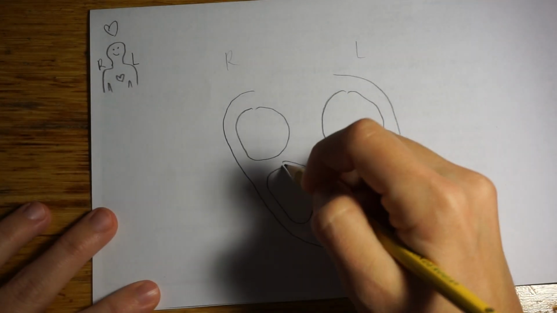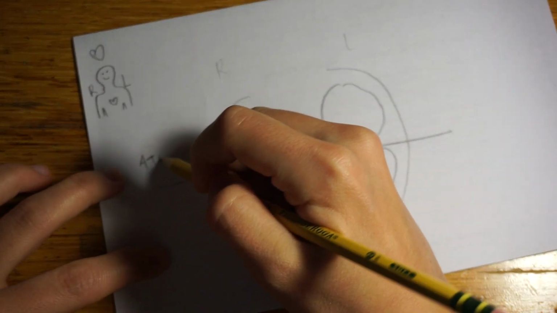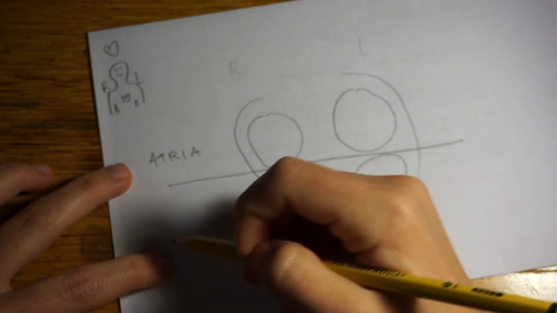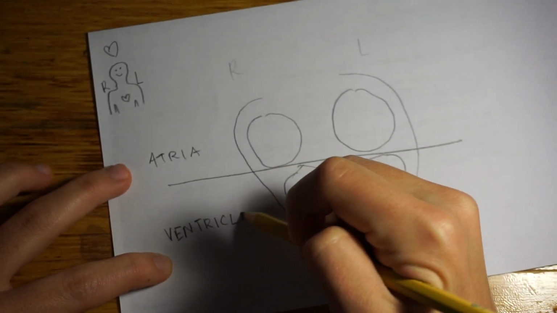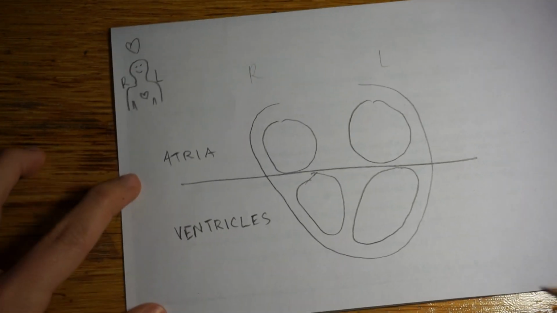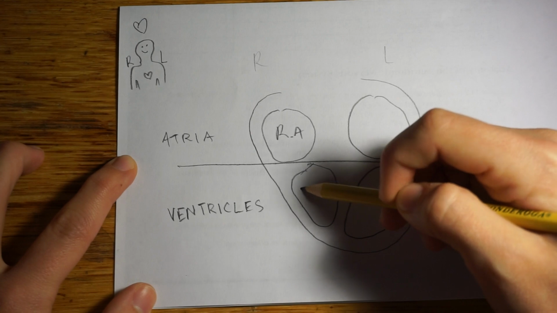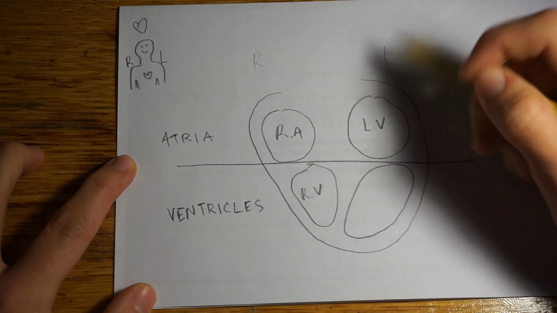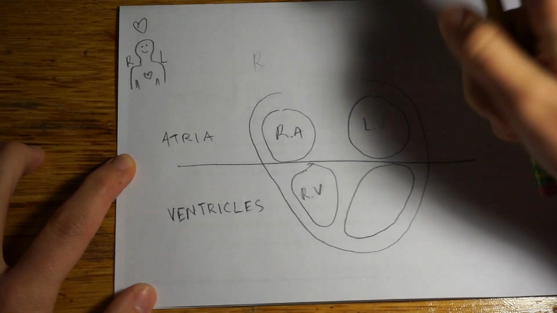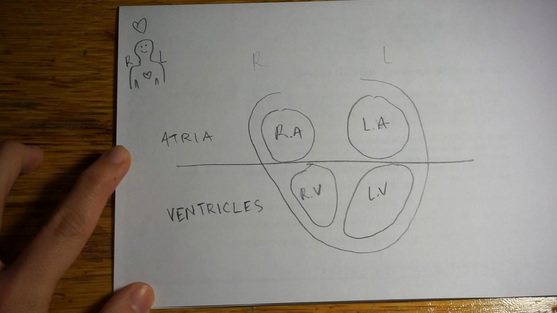What does this mean? The top 2 chambers are known as atria, and the bottom 2 are known as ventricles. Okay, so therefore, this is going to be the right atrium. This will be the right ventricle. This will be the left atrium. And then the left ventricle.